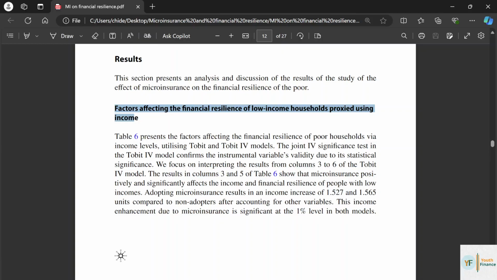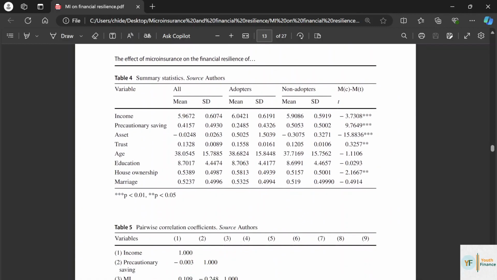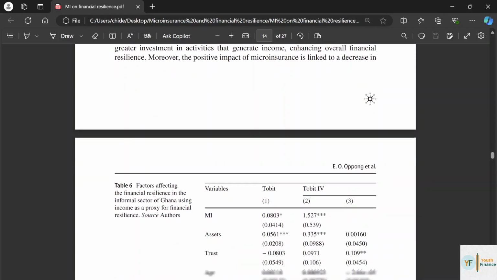And then the Tobit instrumental variable model results suggest that microinsurance is an effective tool for improving the financial resilience of the poor. Therefore, policymakers should consider expanding access to microinsurance to reduce poverty and improve economic outcomes in disadvantaged populations.